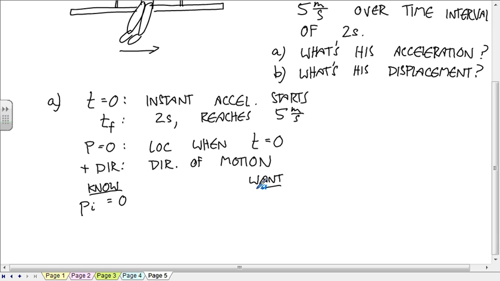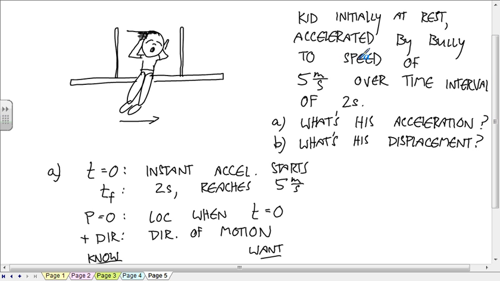Do we know v initial? 0. He's at rest, so that means 0. Do we know v final? Okay, that's right. This is one where you have to pause for a second. We're given a speed, not a velocity. So whenever you're given a speed, you need to think about the direction. As a velocity, is this going to be -5 or +5? And how do you know? It's going to be positive because positive is the direction of motion. We chose that to be the case, and so that velocity is going to be positive.